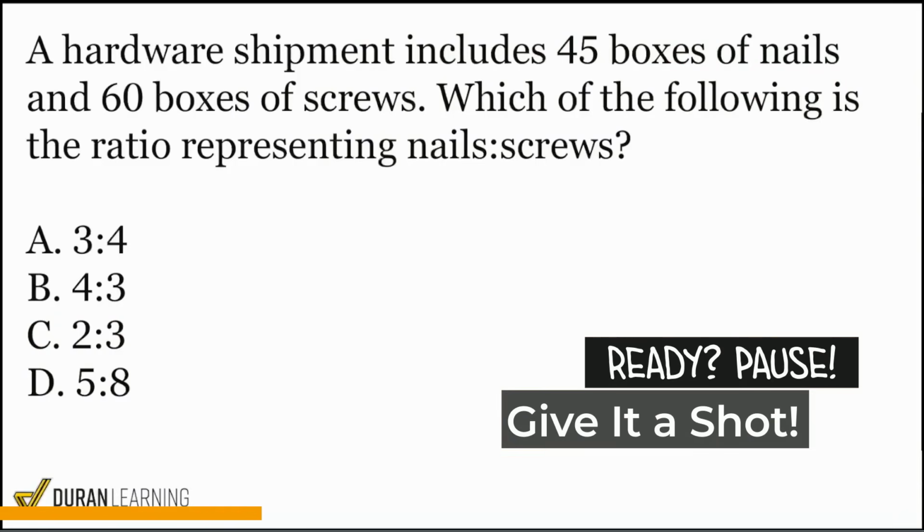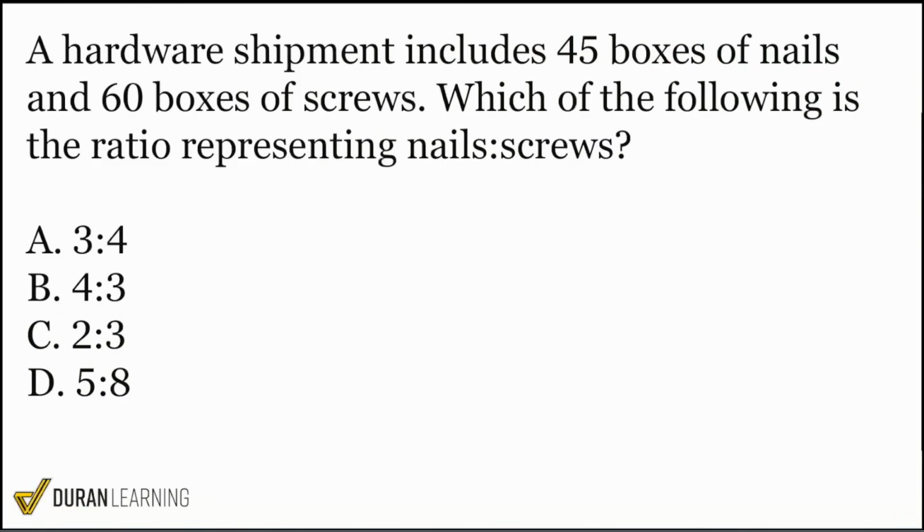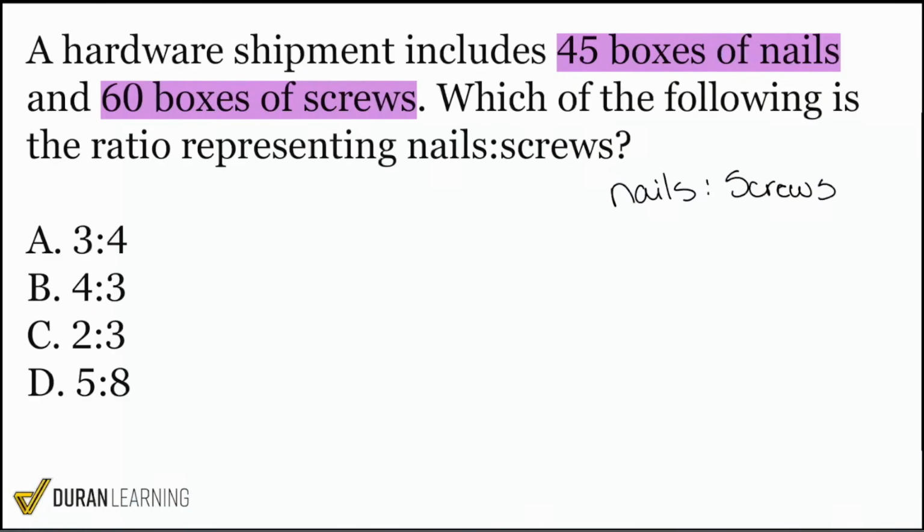All right, let's give this next one a try, where the first thing we do is read that question sentence. Which of the following is the ratio representing nails to screws? So again, we want the ratio of nails to screws. And that means we're going to have to find the values representing nails and then screws, and then we'll simplify it just like a fraction. So over here, we have 45 boxes of nails, 60 boxes of screws. And so what we'll write down is the ratio of 45 for nails and then 60 over here for screws.